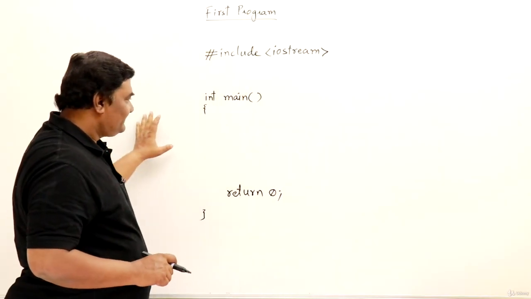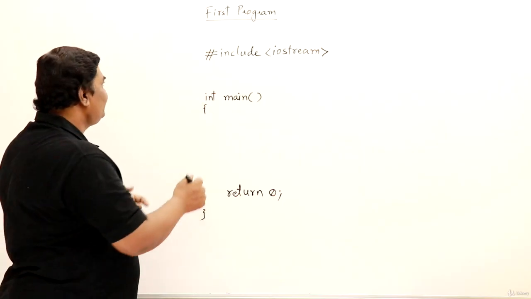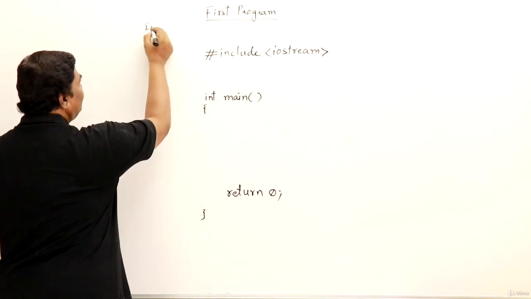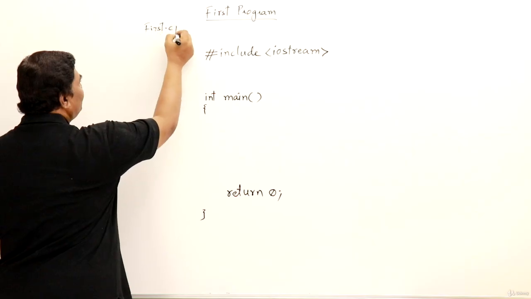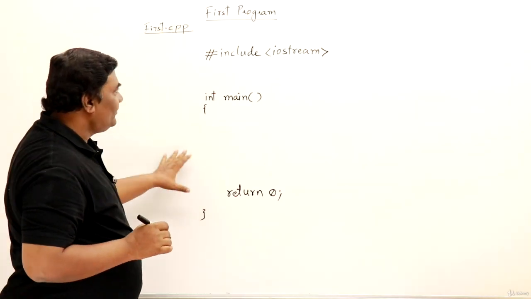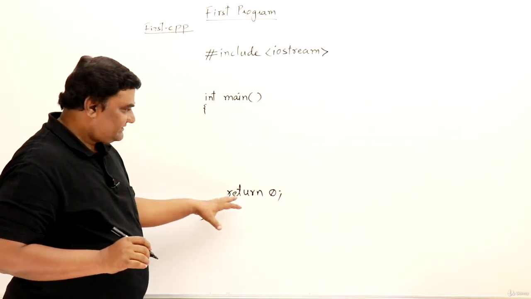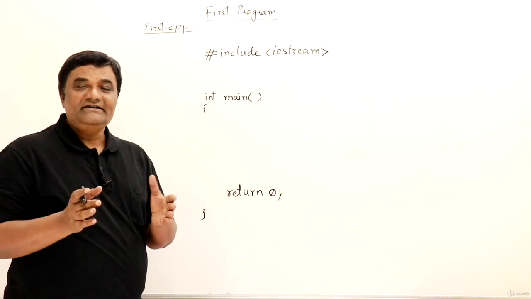See, this is a skeleton already. I have kept it ready here. You have to start a new project. Let us say the project name is first and the program file is first.cpp. So you have to start this one. Then inside that, this is what you have to write. Every C++ program basically looks like this. So let us understand what these elements are.